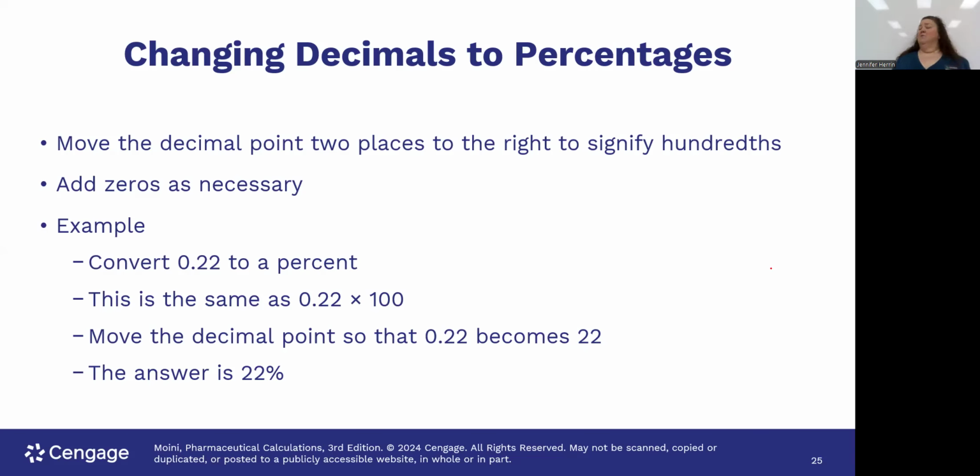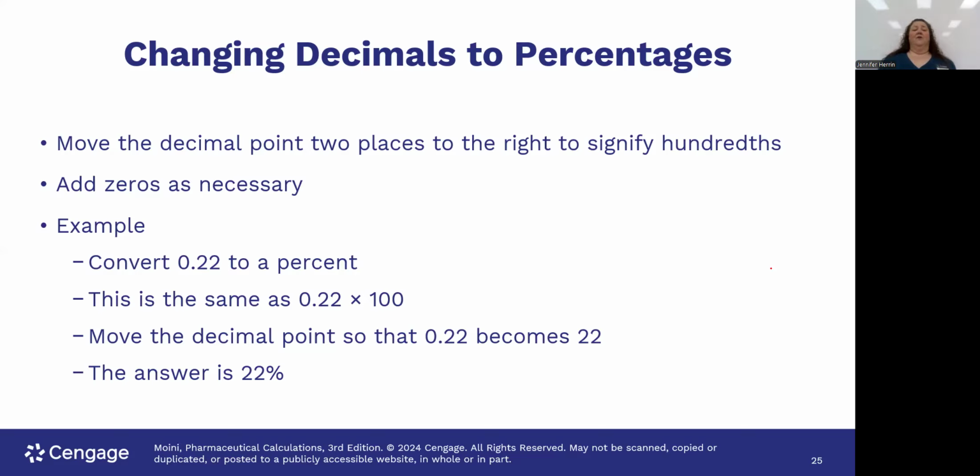Maybe we have a decimal and we need to express this as a percentage. So if we're starting with a decimal and we want to express it as a percentage, we are just going to move that decimal point 2 places to the right to signify that it is now in the hundredths position. And again, we'll add any zeros as necessary.